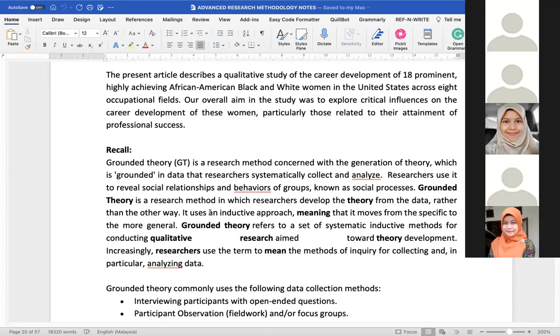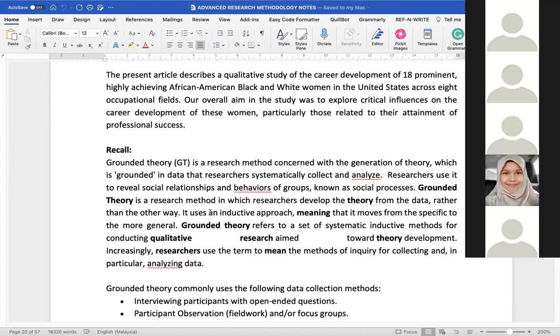So grounded theory refers to a set of systematic inductive methods for conducting qualitative research aimed towards theory development. So the major purpose of grounded theory is to develop a new theory based on the data. Increasingly, researchers use the term grounded theory to mean the methods of inquiry for collecting and, in particular, analyzing data and ultimately come up with a theory.